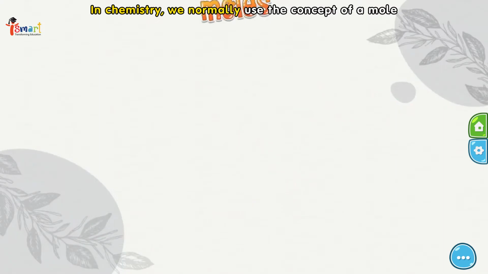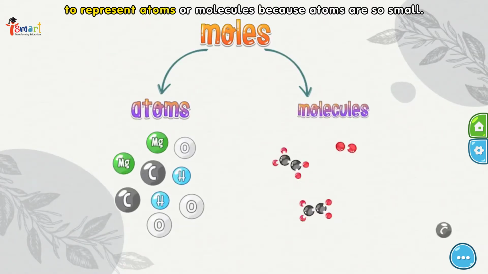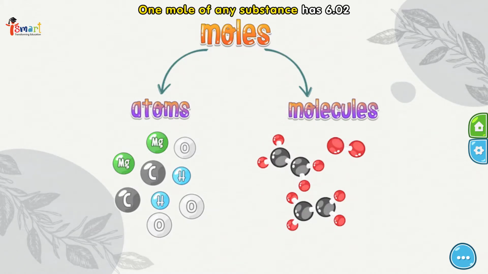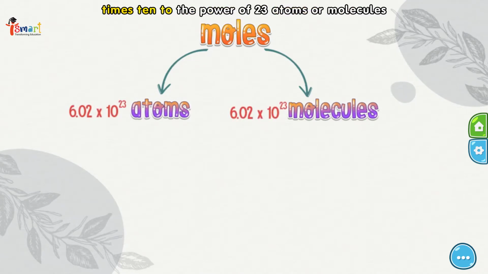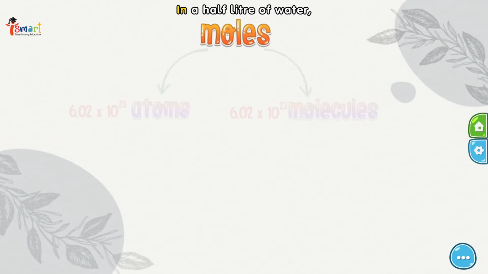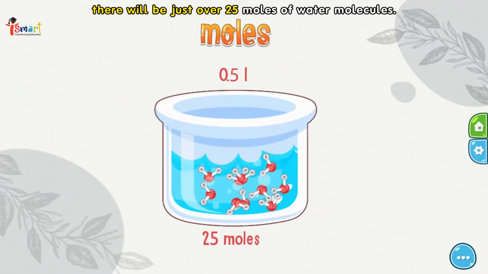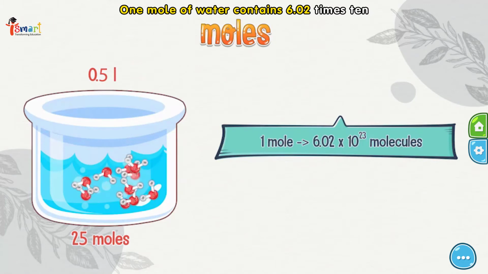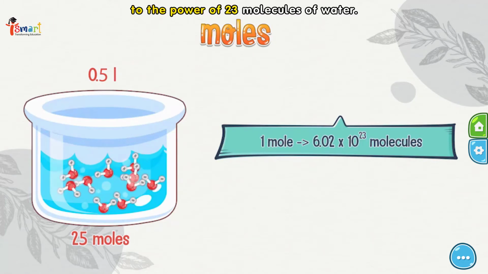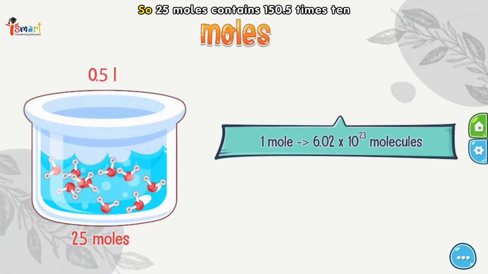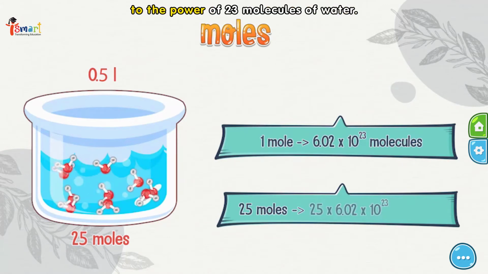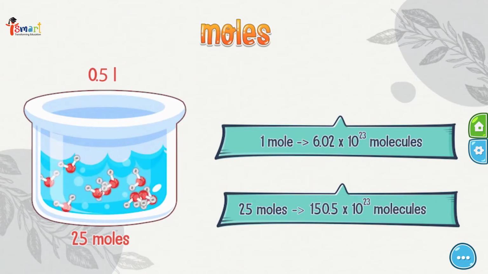In chemistry, we normally use the concept of a mole to represent atoms or molecules, because atoms are so small. 1 mole of any substance has 6.02 times 10 to the power of 23 atoms or molecules present inside it. In a half liter of water, there will be just over 25 moles of water molecules. 1 mole of water contains 6.02 times 10 to the power of 23 molecules of water. So, 25 moles contains 150.5 times 10 to the power of 23 molecules of water.